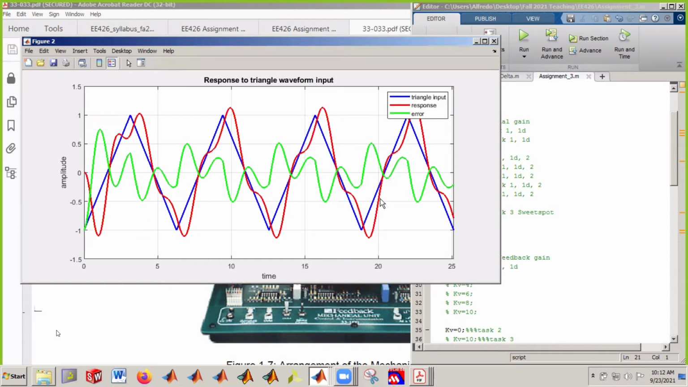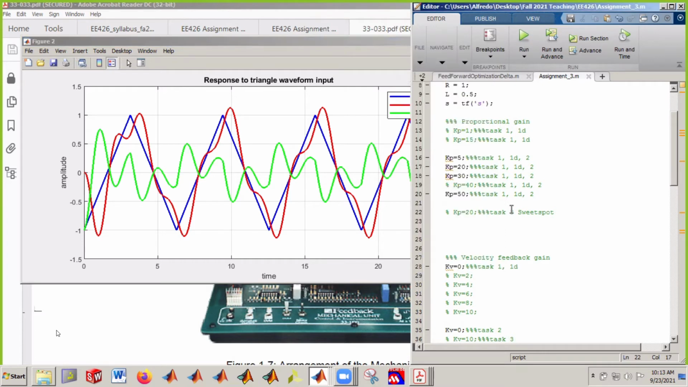This is just the performance of this. This is just too wobbly. It goes up and down, right? It crosses the input, but it's just too fast, and then it tries to recover. But this is what you see for Kp equals 50.